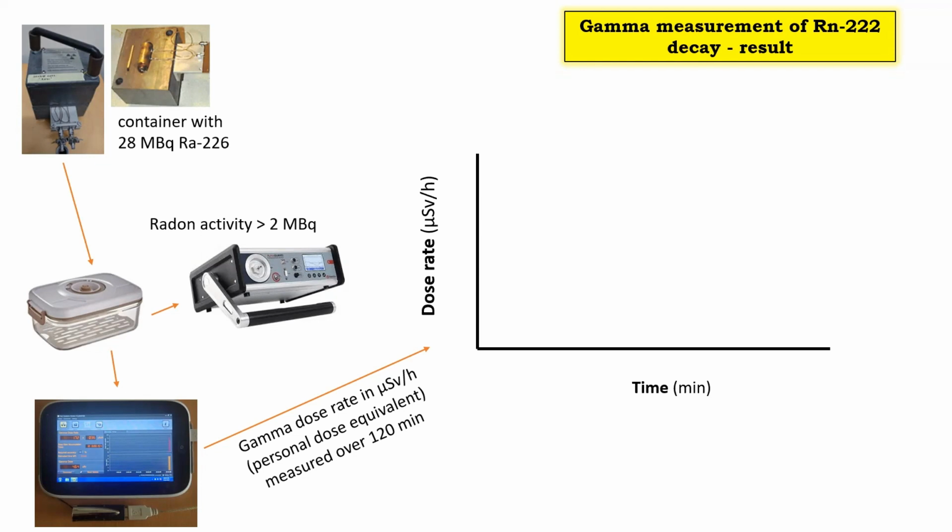We then achieved the results, and we can plot them now on a graph. The first has time on the x-axis, and we have the activity or the dose rate on the y-axis. Now the first result was 0.14 microsieverts per hour. This corresponds to the natural background gamma radiation of approximately 1.2 millisieverts per year.